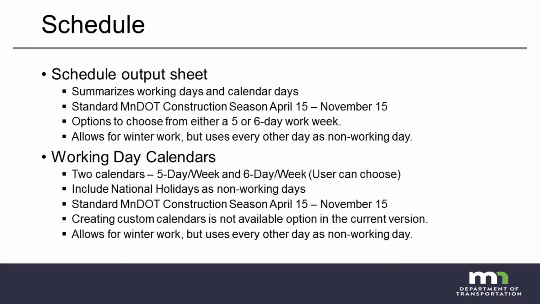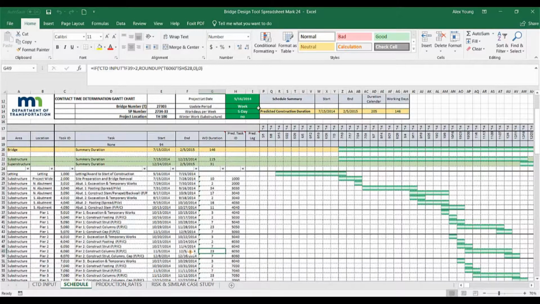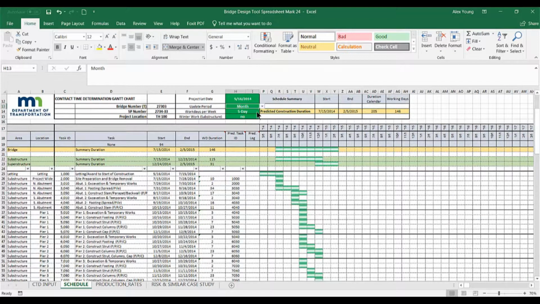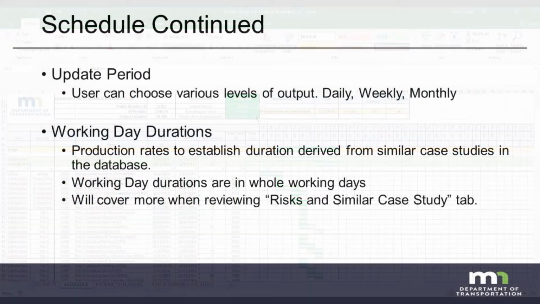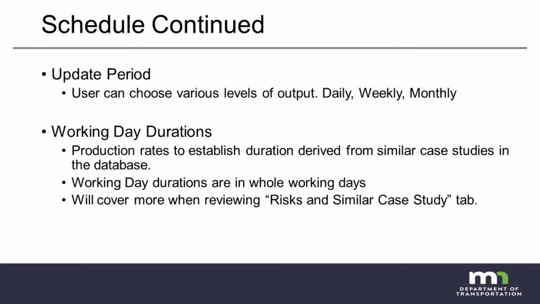The user can choose to display the schedule output in the Summary section at the top of the spreadsheet in the Update Period section. The user can choose from daily, weekly, or monthly. Column G produces an estimated working day duration for the bridge construction activities. Production rates that derive this duration are driven by similar case studies in the database.